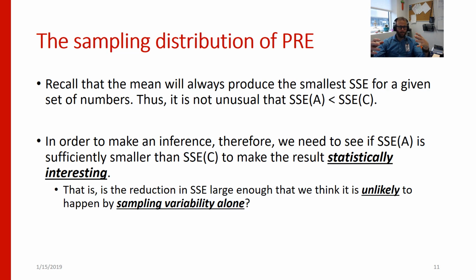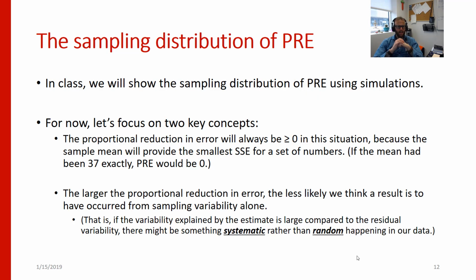In common parlance, people might talk about this as being statistically significant, but there's a lot of debate around the use of the word significance. I think it's more appropriate to talk about this result as statistically interesting. So do we think that this arose through sampling variability alone, or do we think it is unlikely that sampling variability alone explains these data? Is the reduction in SSE large enough that we think it is unlikely to have happened by sampling variability alone?